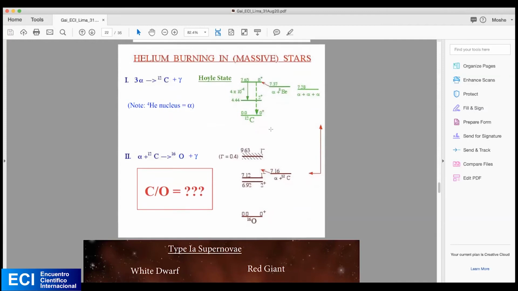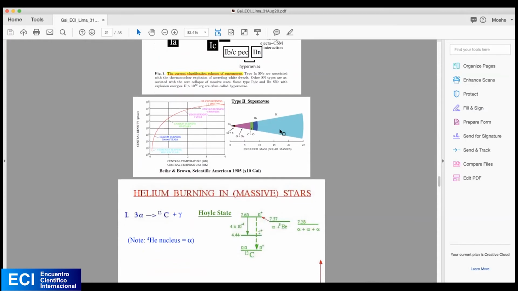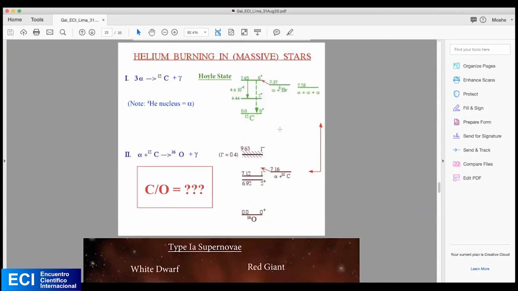Helium burning is the second stage after hydrogen burning. Hydrogen burning is what we saw happen in the sun. Helium burning has 2 stages. The first one is 3 alpha particles making carbon 12, and that happens through a very special state we call the Hoyle state. Hoyle predicted this state in 1953, and it was discovered in 1954. In fact, we exist because this state exists in carbon 12. If that state did not exist in carbon 12, we would not exist.